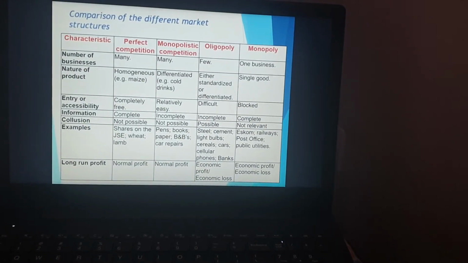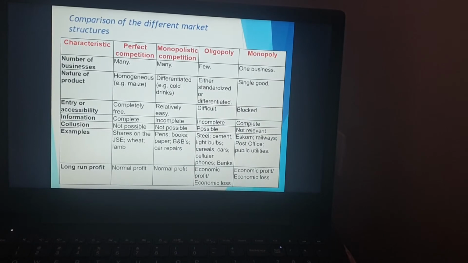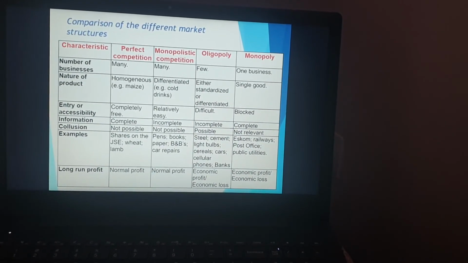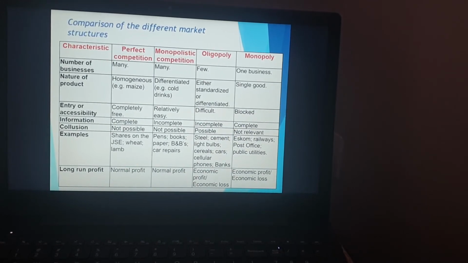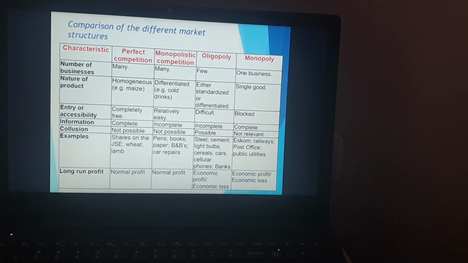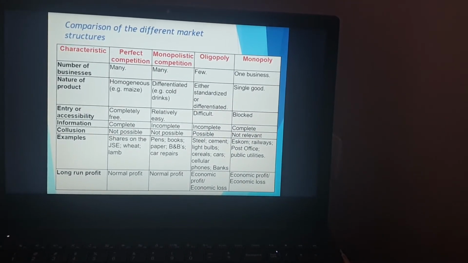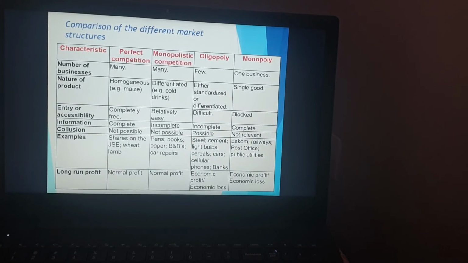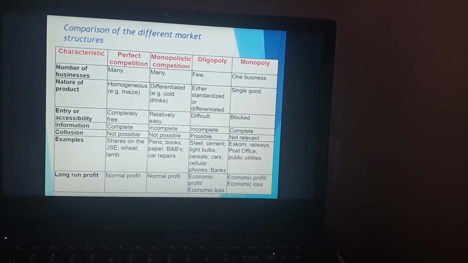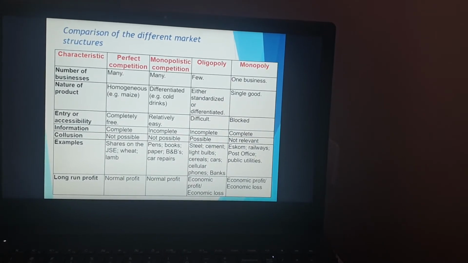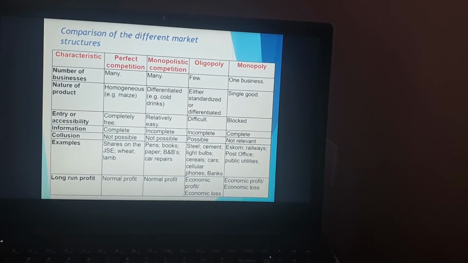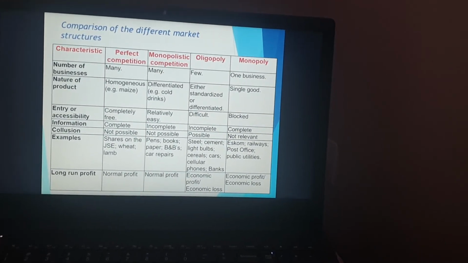Examples: perfect competition, shares on the JSE, wheat, lamb, maize, computer chips. Okay, there's so many others. Monopolistic competition, pens, books, paper, bed and breakfast, car repairs. Oligopoly, steel, cement, light bulbs, cereals, cars, cellular phones, and banks. And monopoly is Eskom, railways, post office, and public utilities.